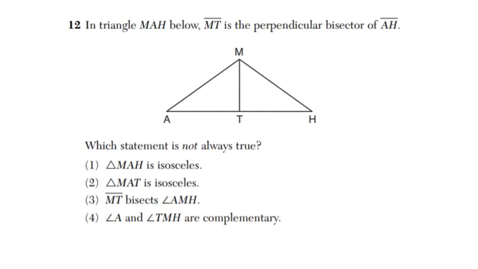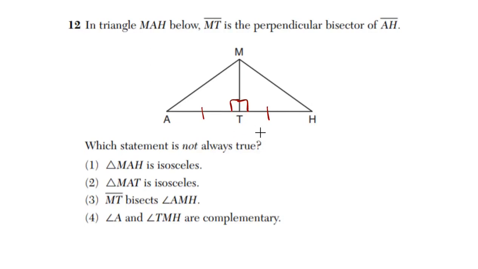All right, so we've got a triangle and they give us some information about that. And we have here that MT is a perpendicular bisector, something that we definitely need to know what that means. Perpendicular meaning MT is cutting this line segment, creating two right angles, and then bisector meaning it's cutting AH into two congruent line segments.